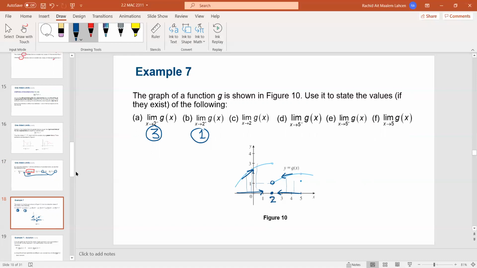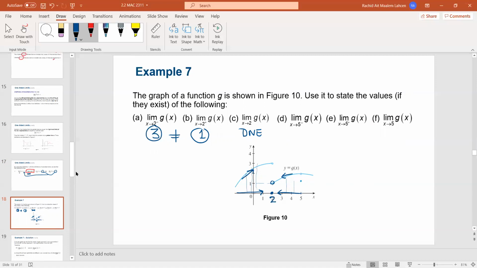So now let's look, what is the limit of g of x as x approaches 2? Since these two are not equal, we're going to say it does not exist, because it's going to equal 3 only if it does so from both sides, or it's going to equal 1 only if it does so from both sides. All right, so this is an important thing to know, when to pick does not exist.